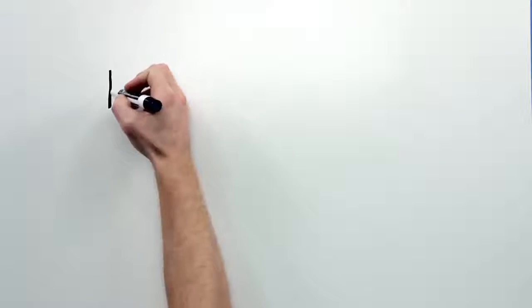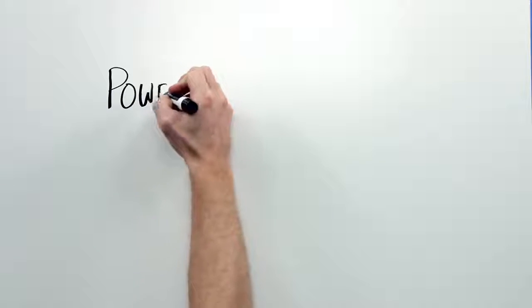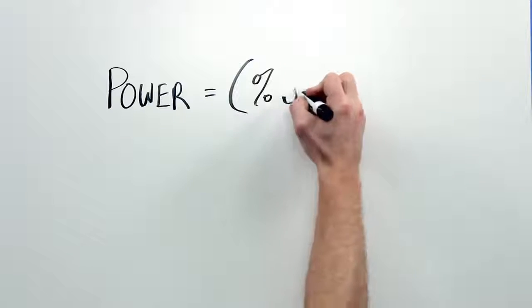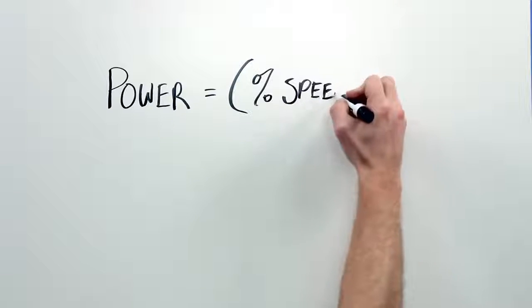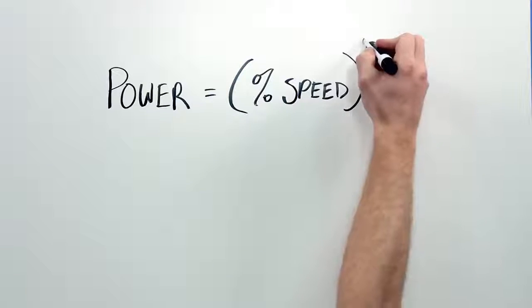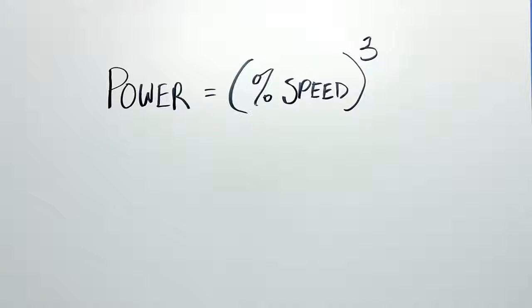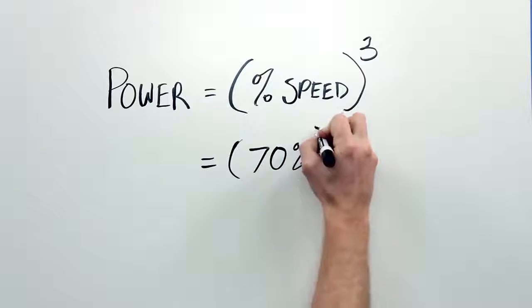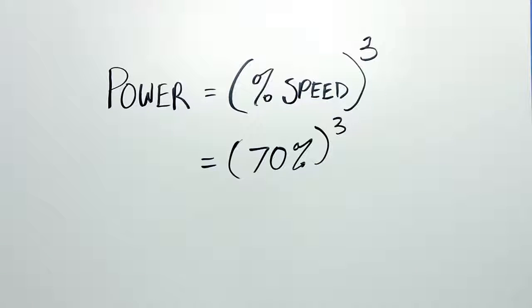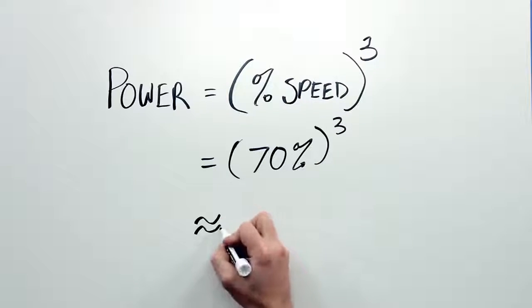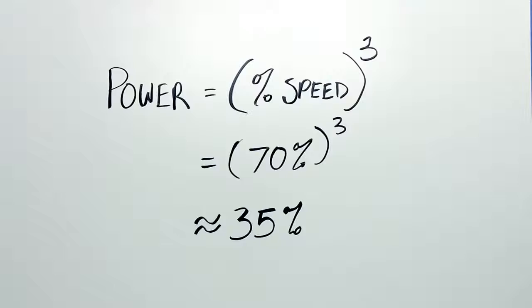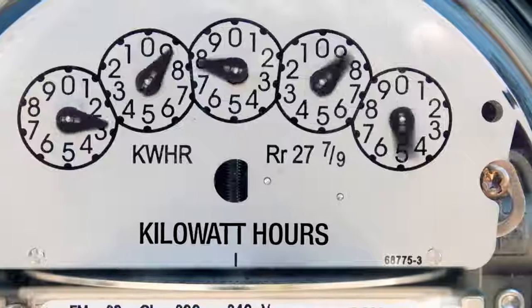The equation for figuring out the power required at different speeds is pretty simple. The power is equal to the percent speed cubed. So with my previous example, if I plug in 70% of full speed, or if I were using a calculator, I'd want to use 0.7 to represent 70%. Then I multiply 70% times 70% times 70%. And I end up getting about 35% of the power required at full speed. So if a customer is able to run their fan below full speed, then the savings start to roll in.